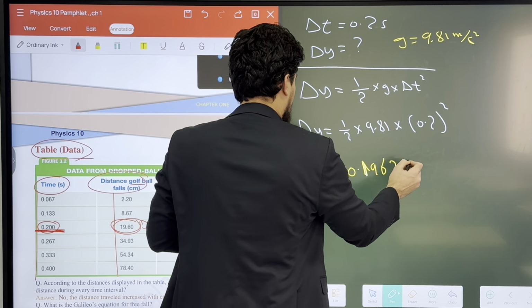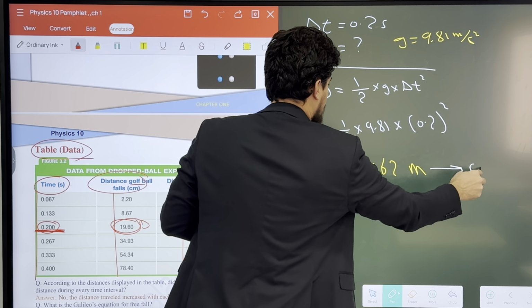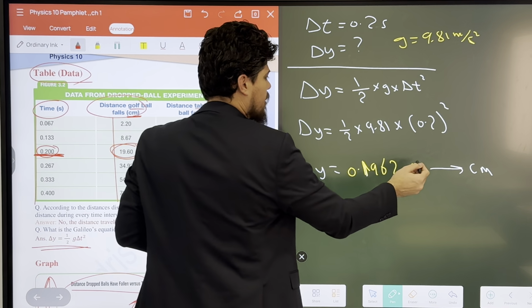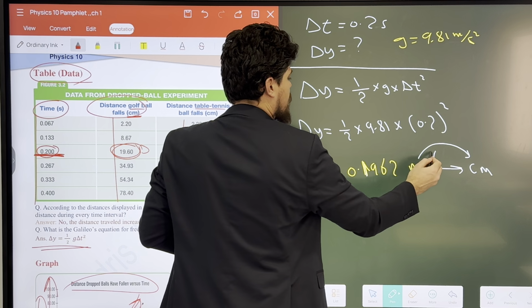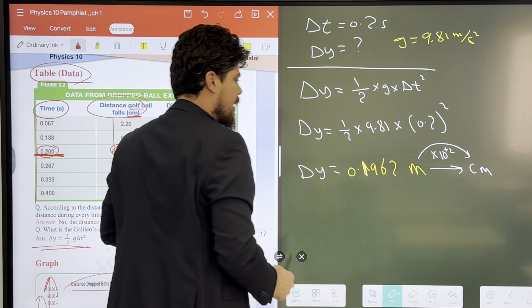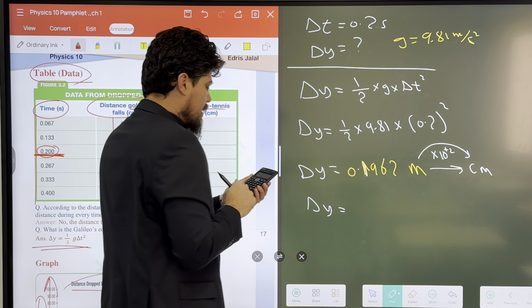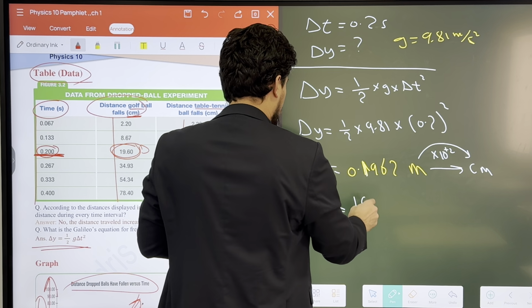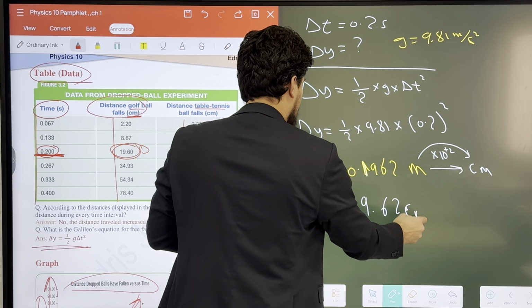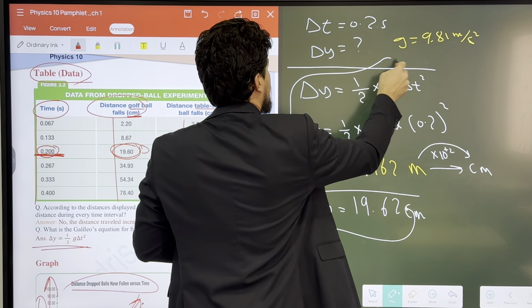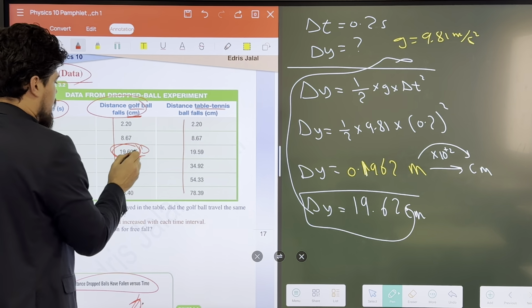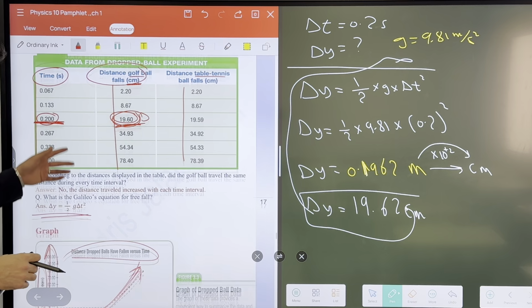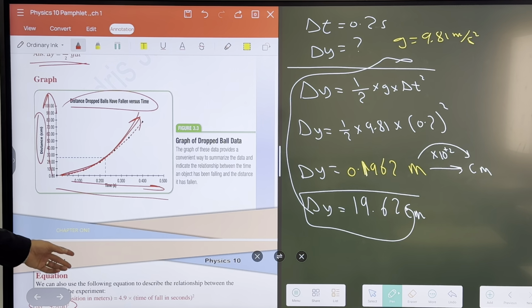0.1962. This is in meters, but we have to convert to centimeters, because the table was given in centimeters, guys. How can you convert meters to centimeters? Large to small, multiply by 10 to the power positive 2. Delta y is equal to 0.1962 times 10 to the power 2, which is 100, so I got 19.62 centimeters. Is this the same value I told you, 19.6? Yes. 6 or 62, it doesn't matter. So this is the power of the equation with the data.